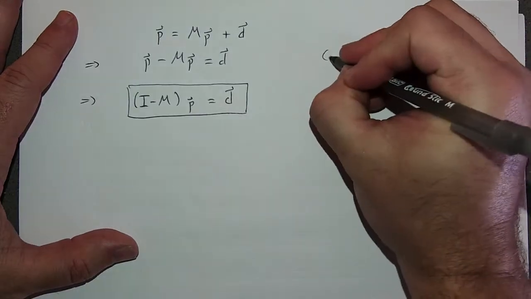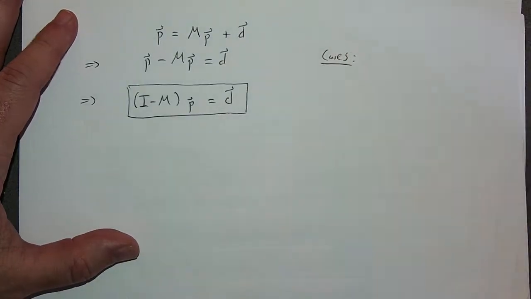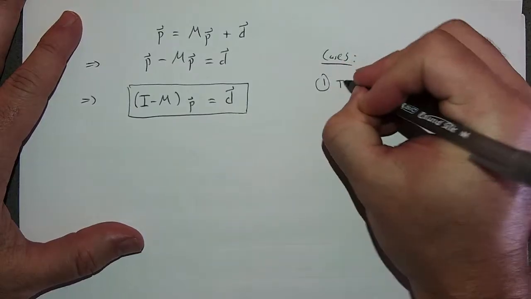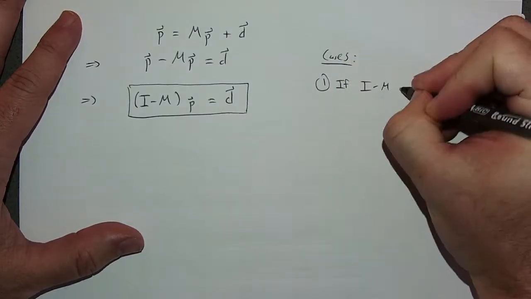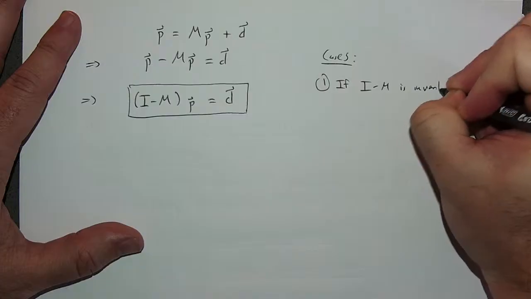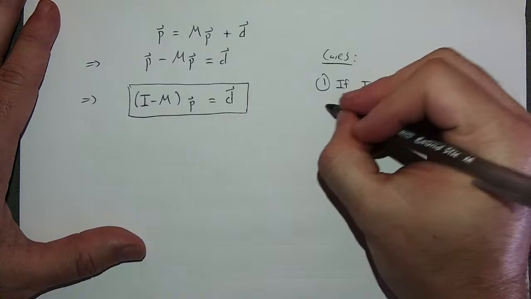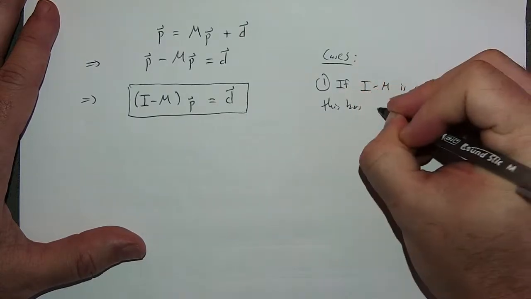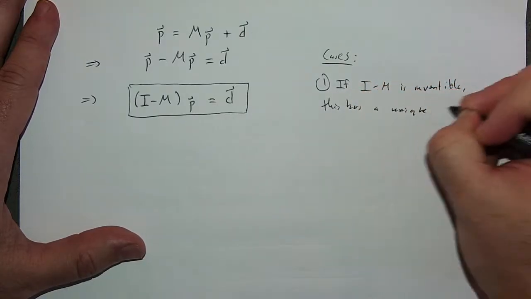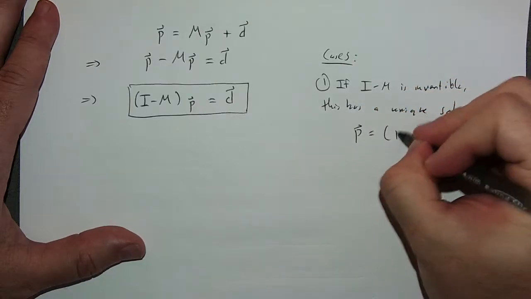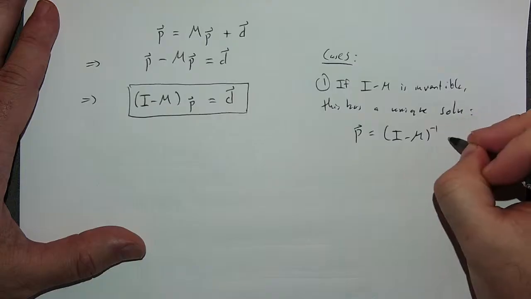So the cases, you could just say, well, I know that this either has 0, 1, or infinitely many solutions, which is true, but I want to say a little bit more specifically about this. So 1, if I minus M is invertible, then this has a unique solution, which we can write out immediately. That solution is I minus M inverse times D.